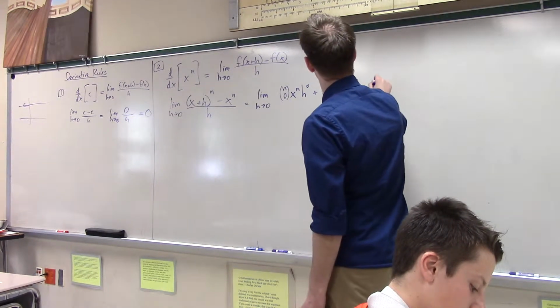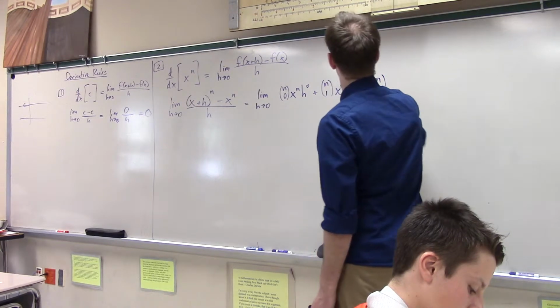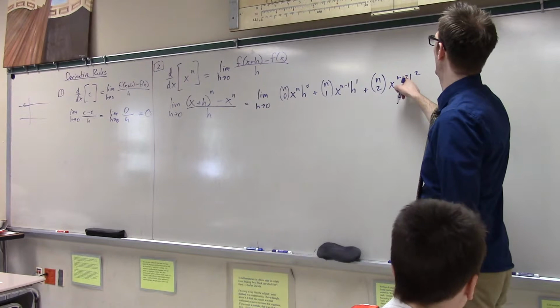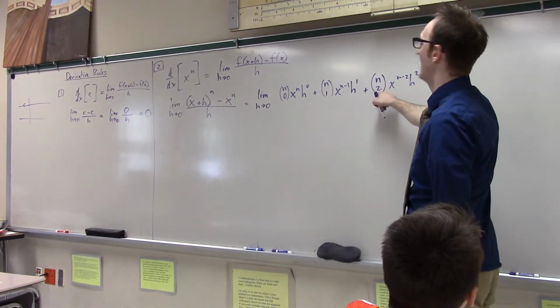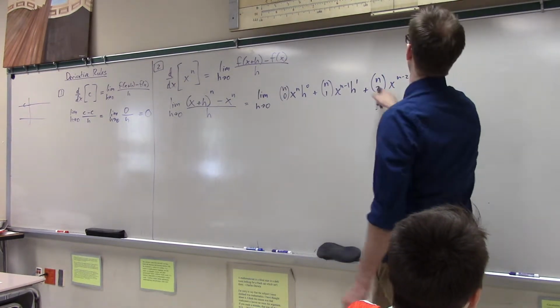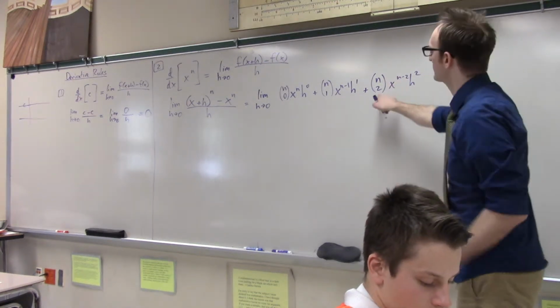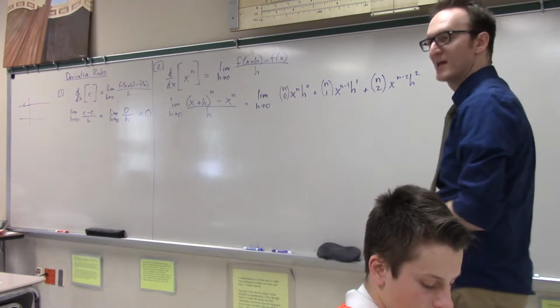It's coming back to you, a little bit? How many x to the n minus 2, h squared terms? Well, the number of ways of going left twice and right twice and left all the rest. So that's n choose 2.